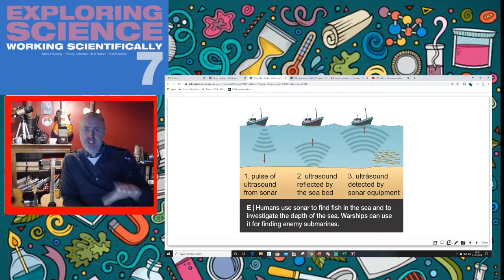Now, this ship here, ignore the writing here. I'm not going to talk about the fish. Detecting the fish is echolocation. We've done that. But I'm going to change this ever so slightly.